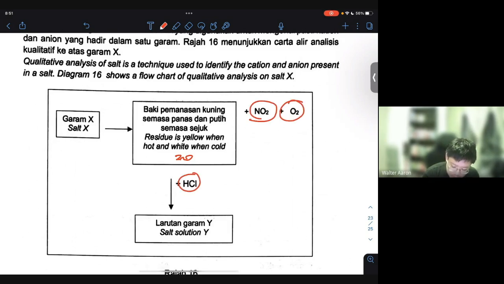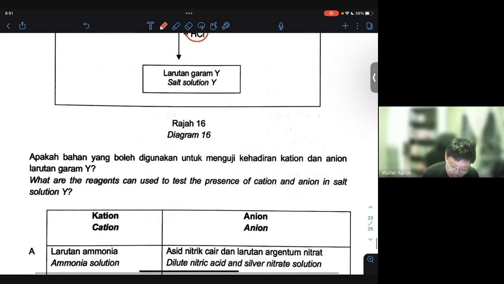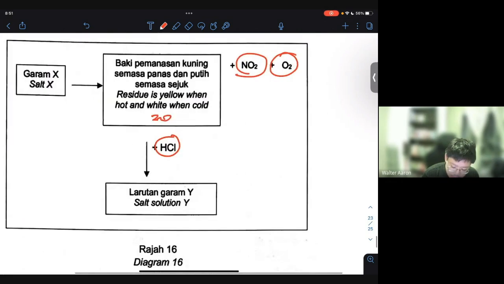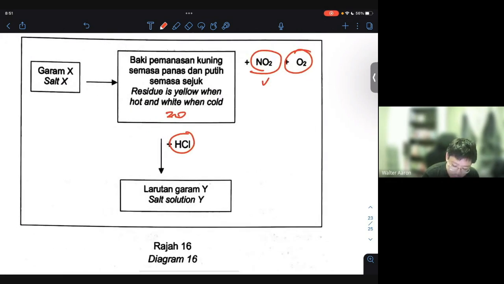Then plus HCl, you get salt solution of Y. So they want you to see what is being present. If you have nitrogen dioxide and oxygen, then this will be technically zinc nitrate already. Zinc nitrate will decompose when you heat it up to produce zinc oxide and also NO2 and O2. Then ZnO is a basic oxide, so it will react with HCl to get you ZnCl2.